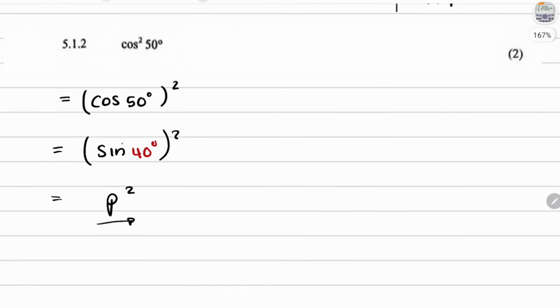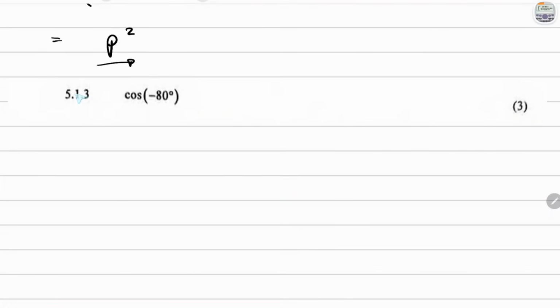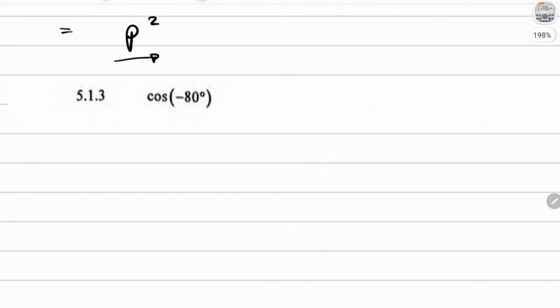Okay, moving on to the next one. Now we're on 5.1.3 and we have cos of negative 80 degrees. So the angle is negative. When your angle is negative, what should you do? You can add 360 degrees to that. I'm not even going to just add it and change the number. Look at what we can just do. This is cos of 360 degrees minus 80 degrees.